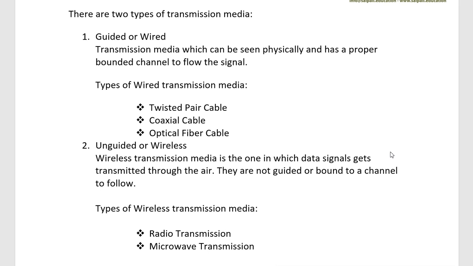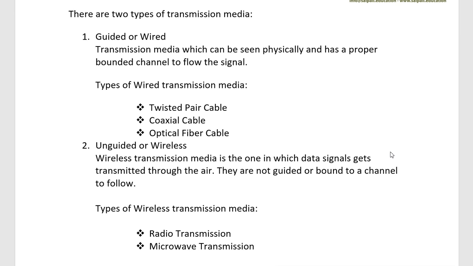There are two types of transmission media: guided or wired. That means the transmission media can be seen physically and has a proper bounded channel for the signal to flow. The types of wired transmission media are twisted pair cable, coaxial cable, and optical fiber cable. In this, we can see the wire, because where we put the wire, the data will go only in that direction. So it is called guided.